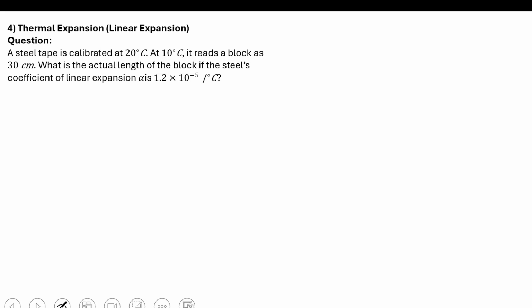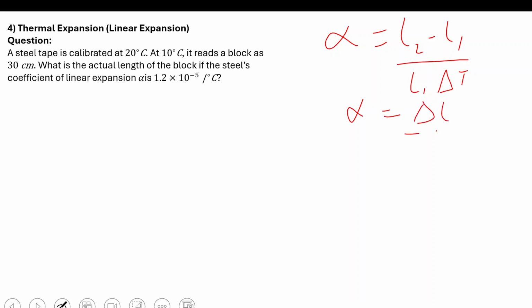So linear expansivity is given as this. Linear expansivity is equals to change in length per unit length per degree rise in temperature. So the change in length is delta L, and this is L1 initial length, and this is delta T, change in temperature. So the question here is a tape is calibrated at 27 degrees C. So this is the initial temperature, 27 degrees C. Then it now say at 10 degrees C, it reads a block as 30 cm.